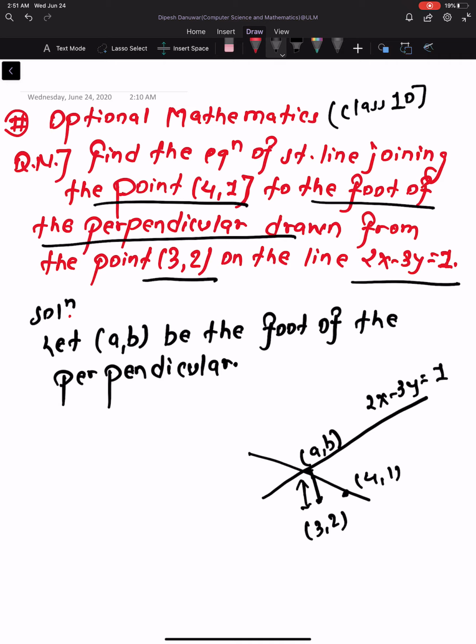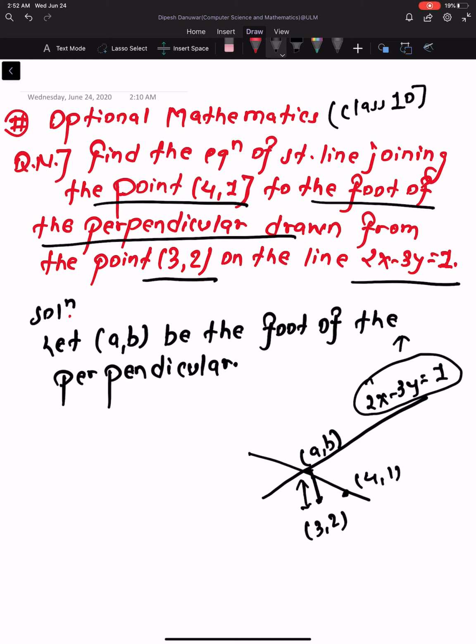So when you see this question, you have to first find the foot of the perpendicular. Let's consider the foot of the perpendicular as (a, b). When you consider the foot of the perpendicular as (a, b), it also belongs to the line 2x minus 3y is equal to 1. So from that you will get one equation, and here (3, 2) and (a, b) are on the same line.